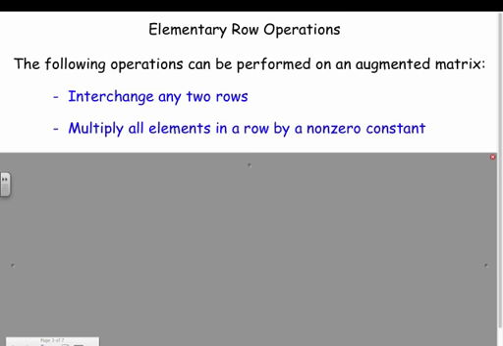Another thing I can do is multiply all elements in a row by a non-zero constant. So I can't multiply by 0 ever, but I can multiply by anything else. And really I could divide as well, because dividing is the same thing as multiplying by the reciprocal, right? Working back with our fractions, dividing is the exact same thing as multiplying by the reciprocal.